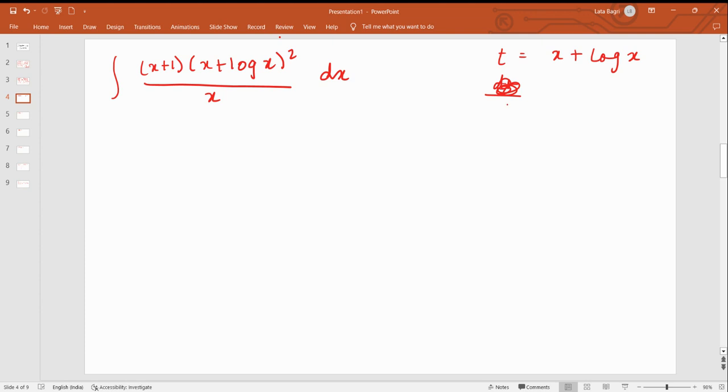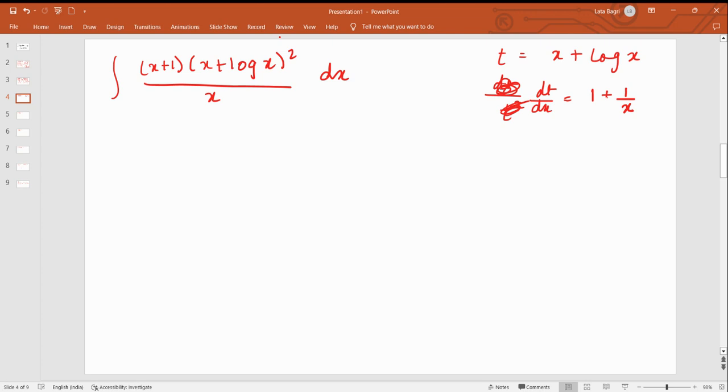Okay, that means dt by, sorry, if I take t equal to x plus log x, and see there is a square, so I will square it. No, I will not square it actually. Let's keep it this only. So t equals x plus log x. Okay, correct. So that means dt by dx becomes 1 plus 1 by x, right?